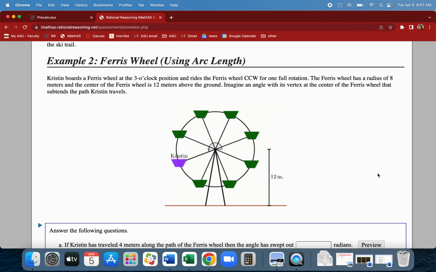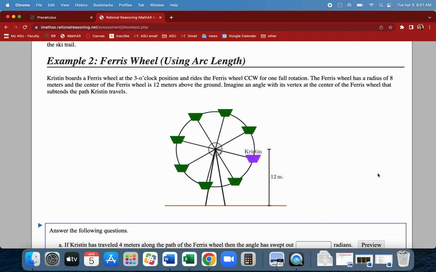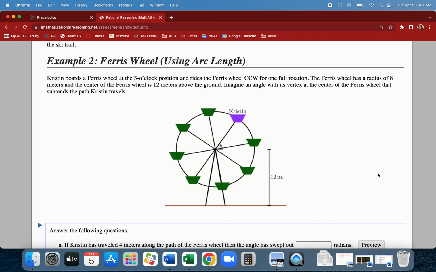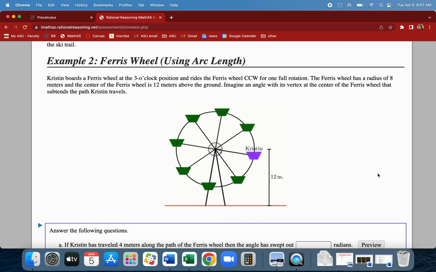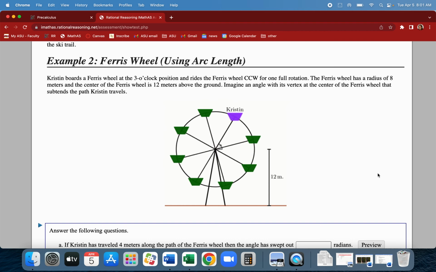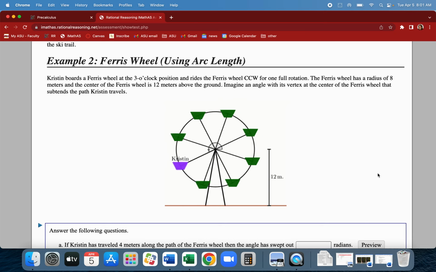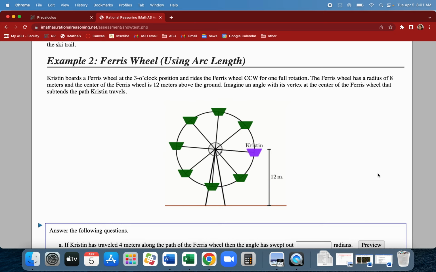What's the highest above the ground you're gonna be when you're up at the top of the Ferris wheel? Yeah, 20, because it's gonna be 12 up to the center, and then if you're all the way at the top, that's an extra radius above, so up to 20.